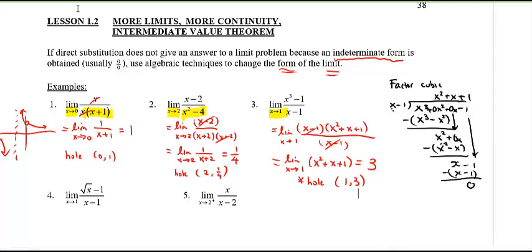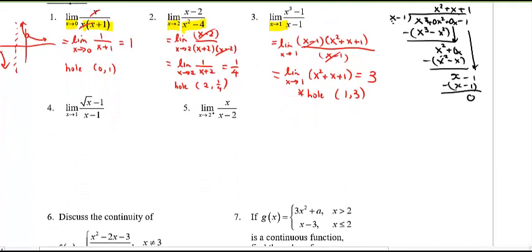So let's take a look at number 4. Interesting one here. Ooh, square roots. You're like, I don't know what to do with square roots. Well, there's actually 2 methods for this one.